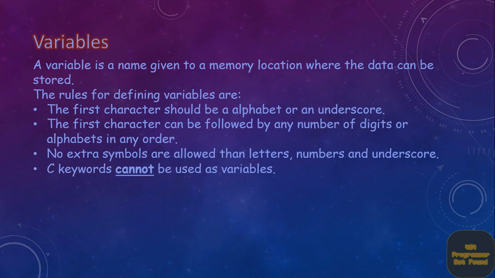C keywords cannot be used as variables. I repeat, C keywords cannot be used as variables. As we saw, identifiers do not make any meaning or do not pertain to any instruction given to the computer, but C keywords pertain to some instructions. So C keywords cannot be used as the identifiers or the variables.